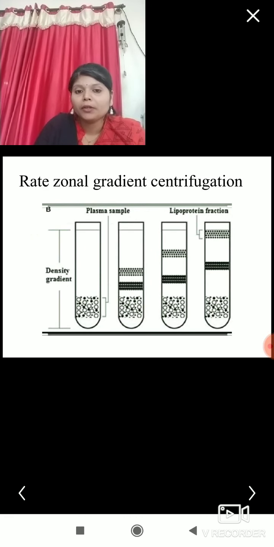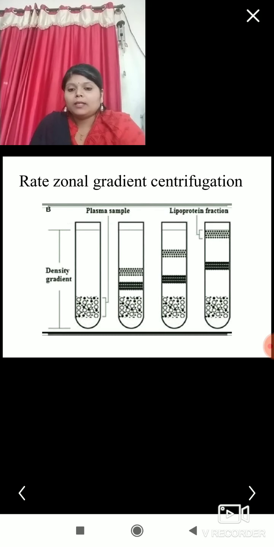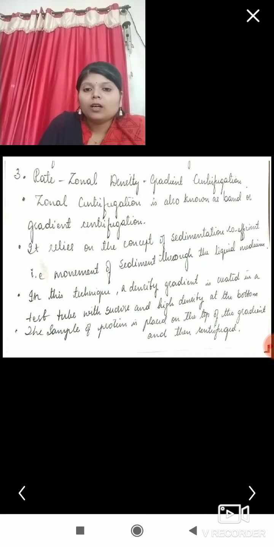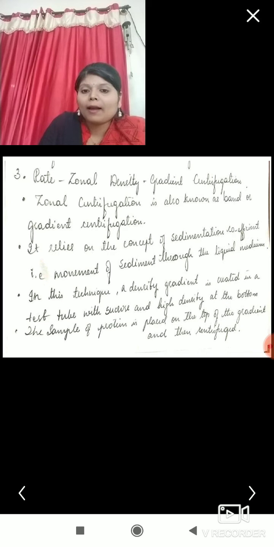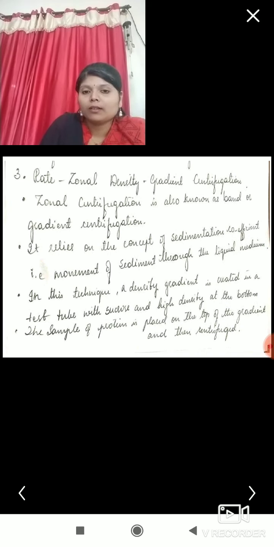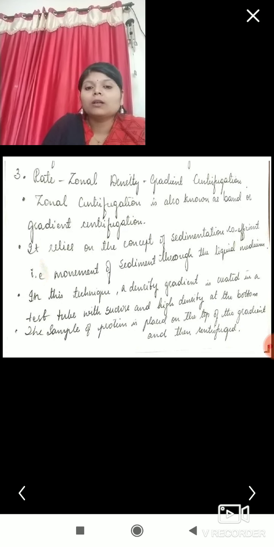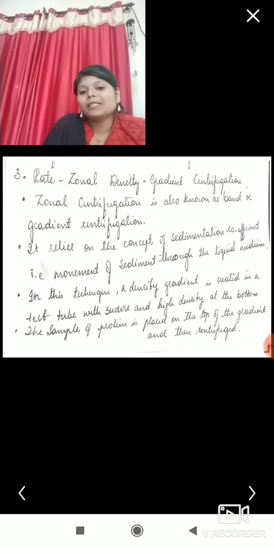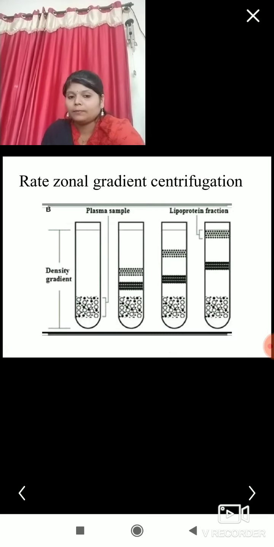Again you can see the picture here. I'll explain what that is. The zonal centrifugation is also known as band or gradient centrifugation, same as the density gradient centrifugation. It relies on the concept of the sedimentation coefficient, that is, the movement of sedimentation through the liquid medium. It is a technique where a density gradient is created in a test tube, with sucrose of high density at the bottom. The sample of the protein is placed at the top of the gradient and the centrifugation is done.